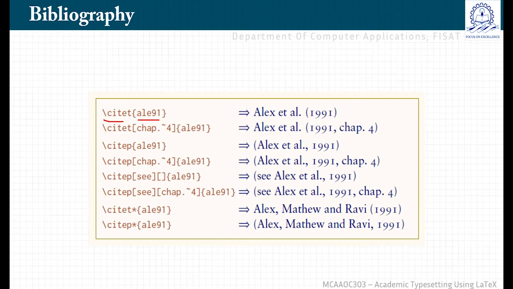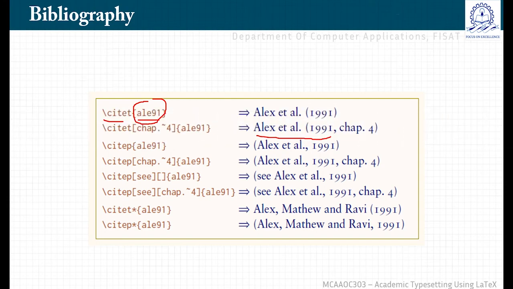list. Similarly, in the natbib package, you have different options of citation. If you specify \citet and the key, it will give a structure like this in the source part, Alex et al., and within the parenthesis the year of publication. And if it is like this, \cite with square bracket chapter 4, it will give you the name of the author and year of publication, comma, chapter 4.